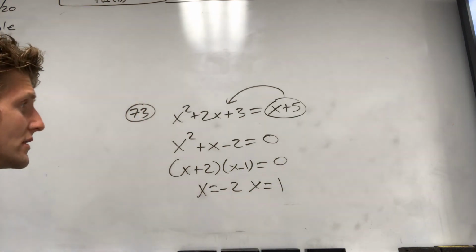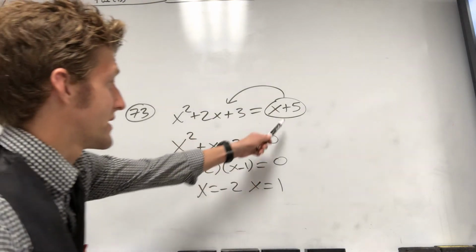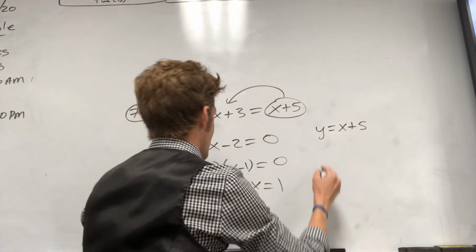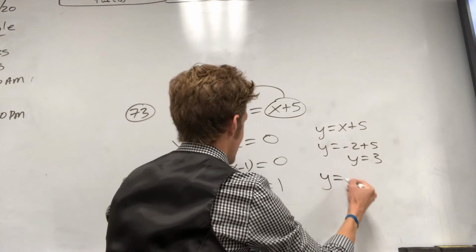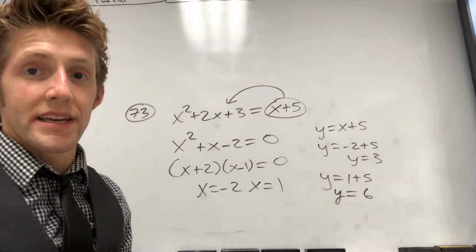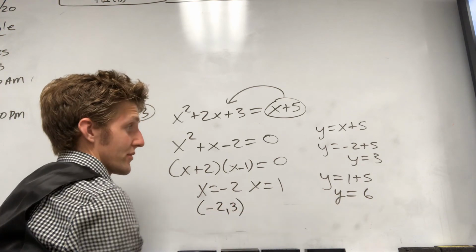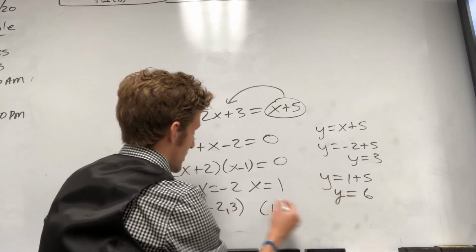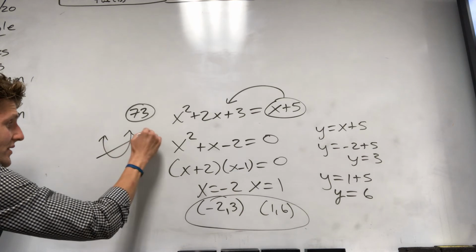Those are the x values, though. It does not matter where you plug them in. I could plug 1 in here, I get 6. I plug 1 in there, I also get 6. So why don't I use y equals x plus 5 and let x be negative 2, then I get 3. And then let x be 1, then I get 6. Plug in those x values. So my first solution would be negative 2, comma 3, and then 1, comma 6. Those are my points of intersection when the parabola and the line intersect.